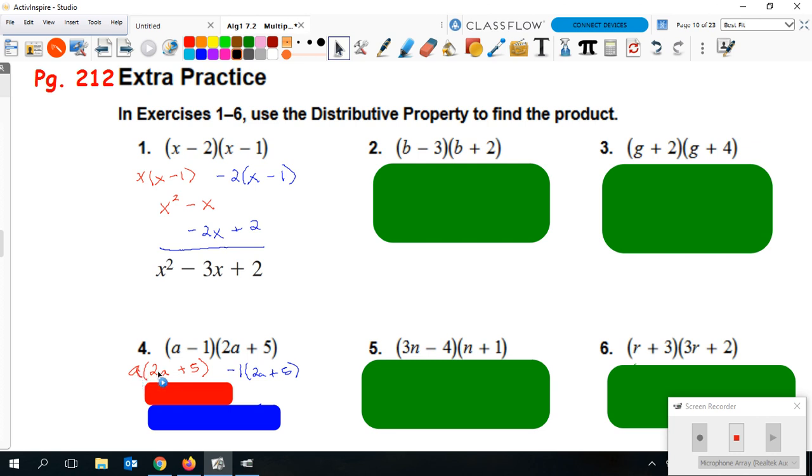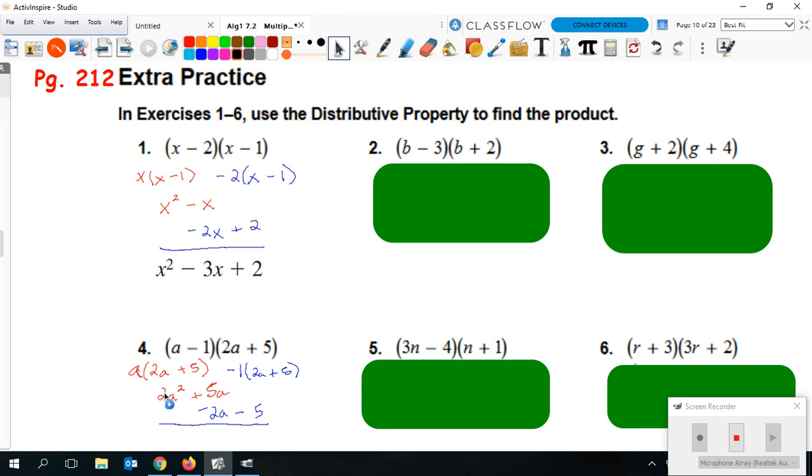A times 2a is 2a squared. A times the 5 is a 5a. Negative 1 times this is just going to change both signs. So it's going to be negative 2a minus 5. And I'm going to put the negative 2a underneath the 5a, because those are like terms.